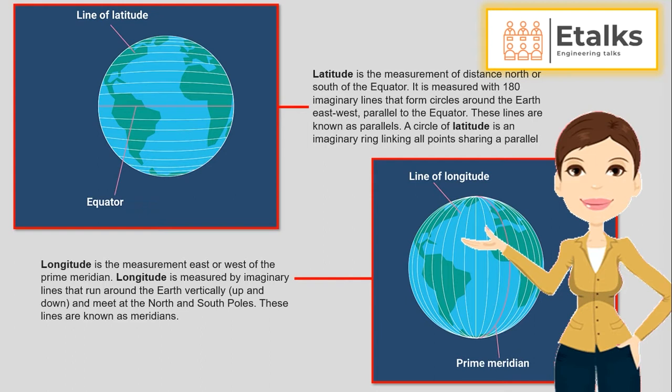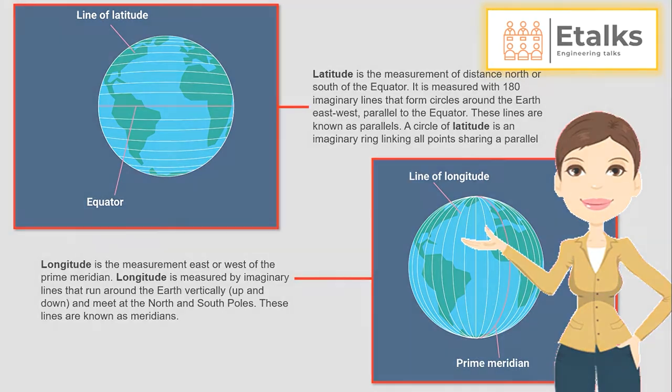Longitude is the measurement east or west of the prime meridian. Longitude is measured by imaginary lines that run around the Earth vertically, up and down, and meet at the north and south poles. These lines are known as meridians.